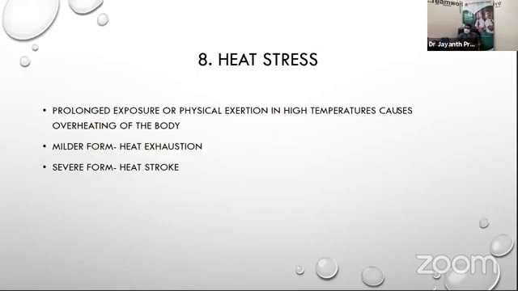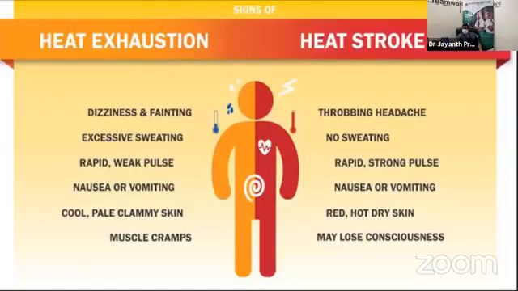Then, moving to our next topic, that is heat stress. Any prolonged exposure or physical exertion in high temperatures will cause overheating of the body. This overheating will lead to illness. So there are two forms. We can divide heat stress into two forms: mild and severe. The mild form is called heat exhaustion, and the severe form is called heat stroke. So let's see the differences between heat exhaustion and heat stroke.